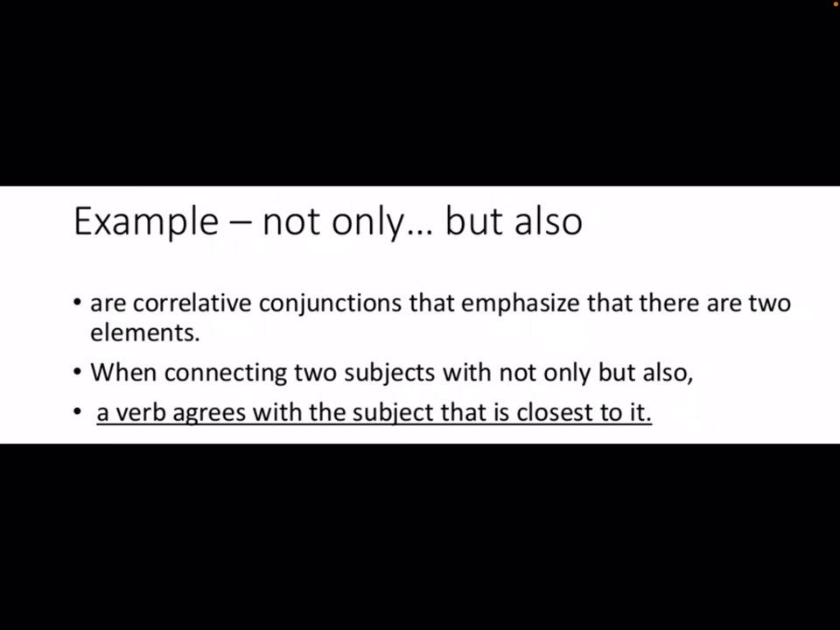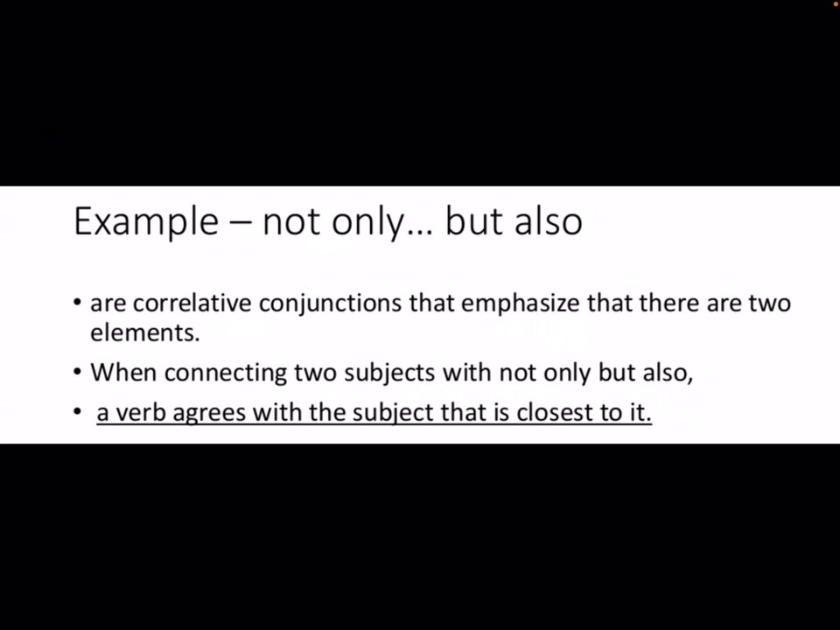Here are some examples for not only and but also. So there are correlative conjunctions that emphasize that there are two elements. Like I said in my previous video, correlative conjunctions focus on two things or more in a sentence.